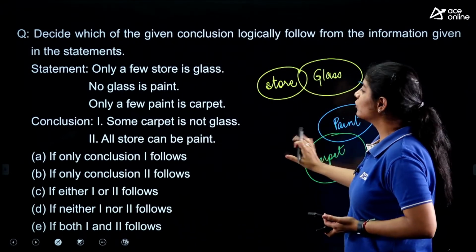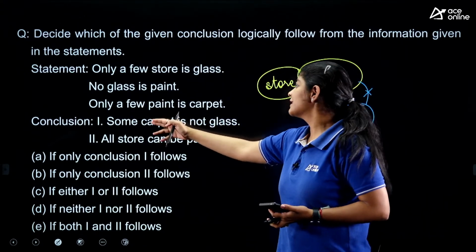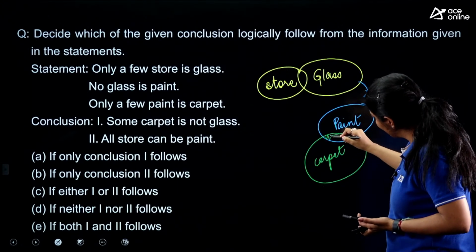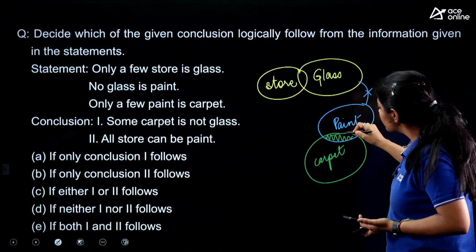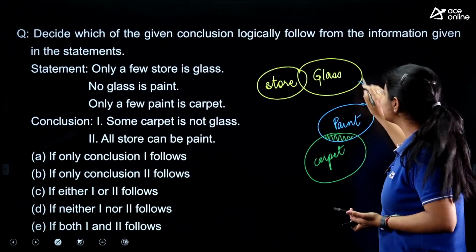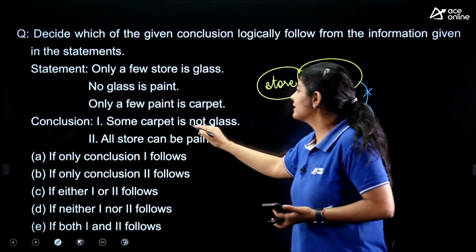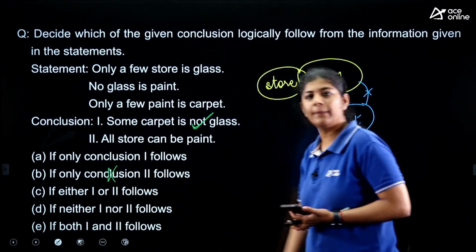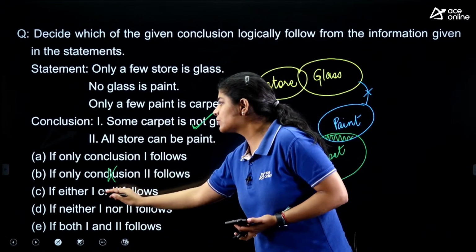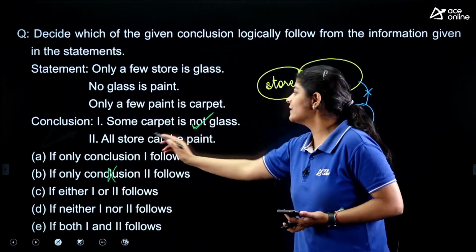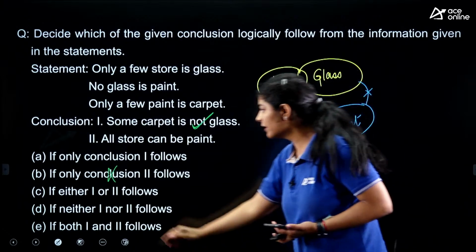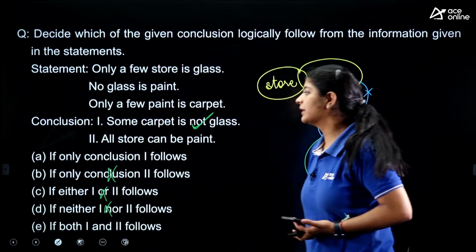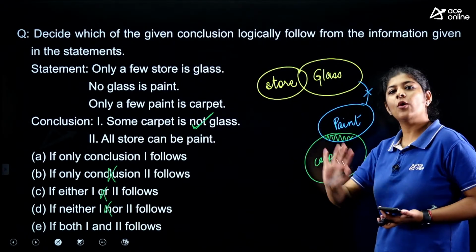So here we have to check these conclusions. Some carpet is not glass. Yes, we can say that because this part of carpet belongs to paint, and paint can never be a part of glass. That means this one is true. If this one is true, we can easily eliminate option B. We can eliminate option C as well, because the entities are different. Option D is also eliminated. Out of 5, 3 options are already eliminated.